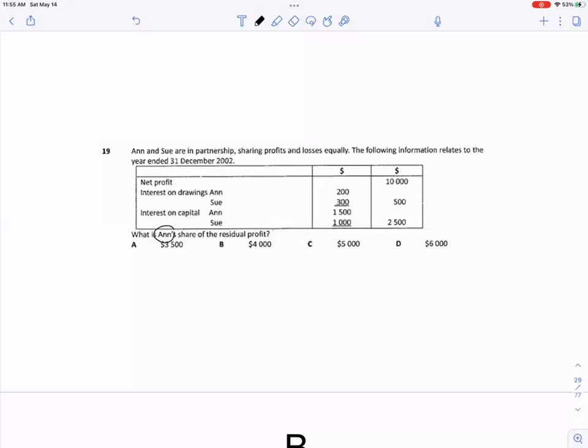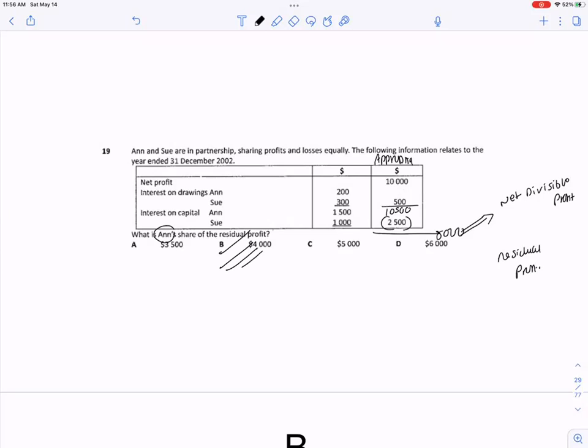To the residual profit and share of residual profit, they have made the appropriation account and given us. Please read the question properly. So net profit add interest on drawings. This will become 10,500 minus interest on capital 2,500. So it is 8,000. This 8,000 is the net divisible profit, or residual profit. And then the share will be divided by 2. So 4,000.